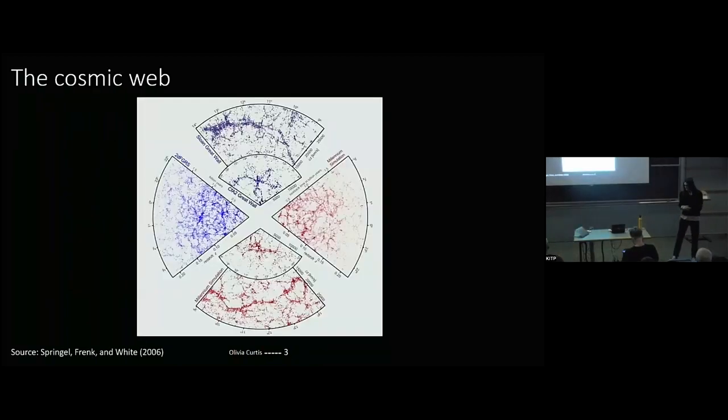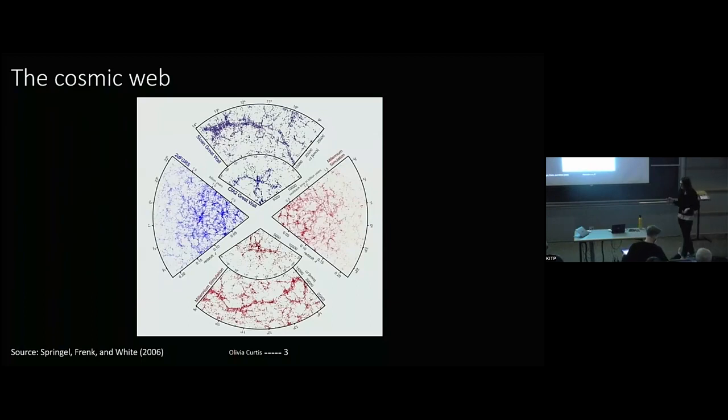The first spectroscopic redshift surveys of the 1970s showed that when we look out into the universe, we don't see galaxies distributed randomly. Instead, we see them in an interconnected network of nodes and filaments that has today colloquially become known as the cosmic web.